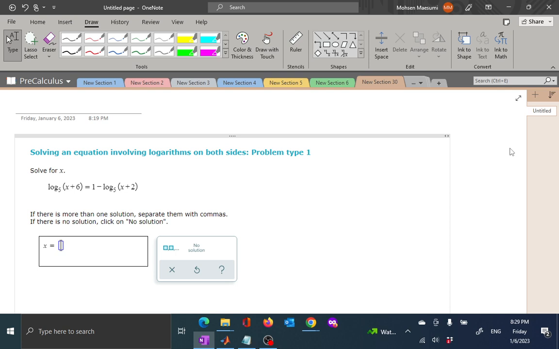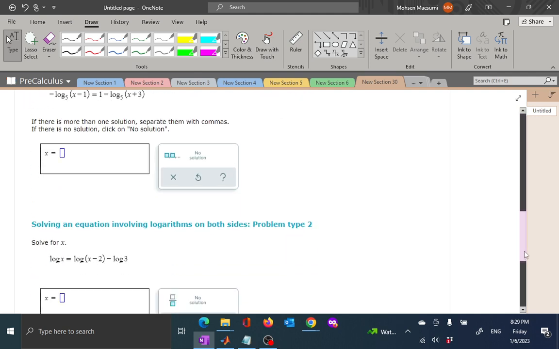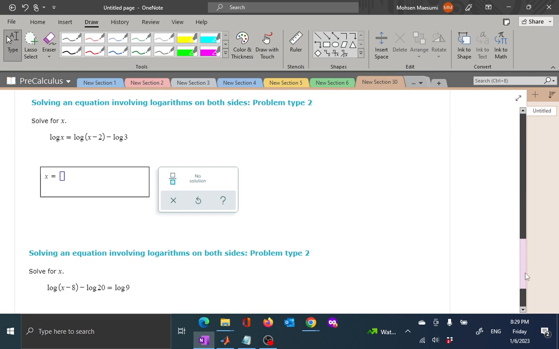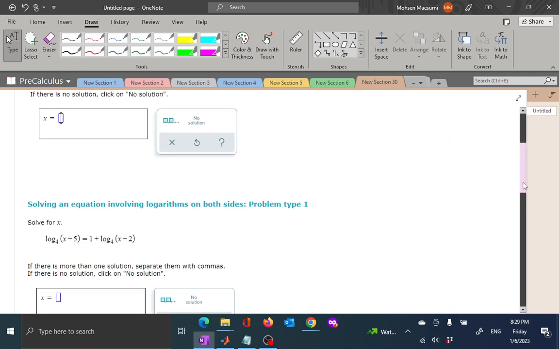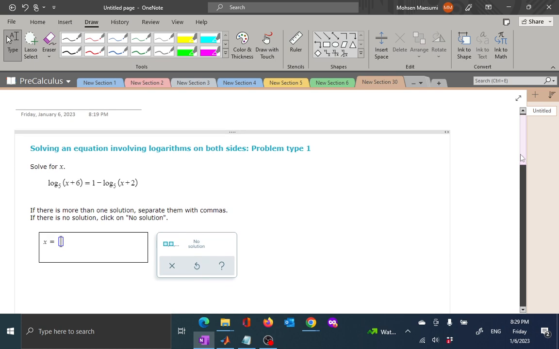Topic today is solving an equation involving logarithms on both sides, type 1, or here we have type 2. And the difference is one of them has 2 logarithms in it and the other one has 3 logarithms in it, and so on. Same idea. Okay, so what does it look like?